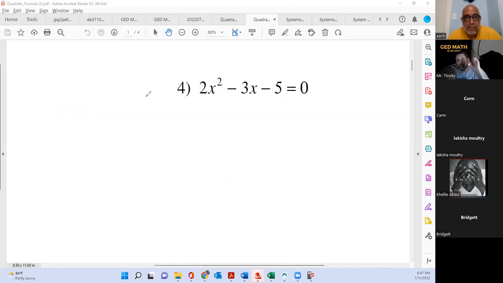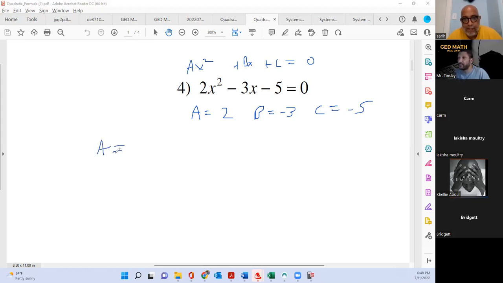Again, I'm going to show you how to factor manually, and I already showed you how to do it using the multiple choice. So first of all, ax squared plus bx plus c equals 0. My a is what? 2. My b is what? Negative 3. My c is what? Negative 5. If your a is not equal to 1, you factor a times c.